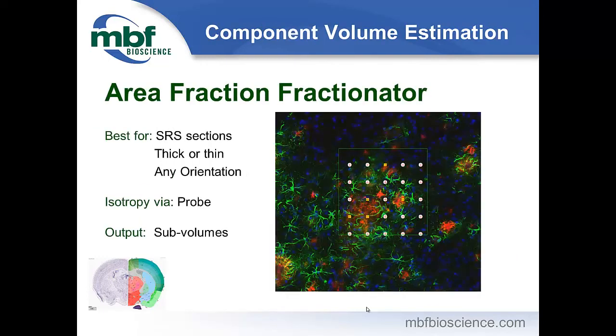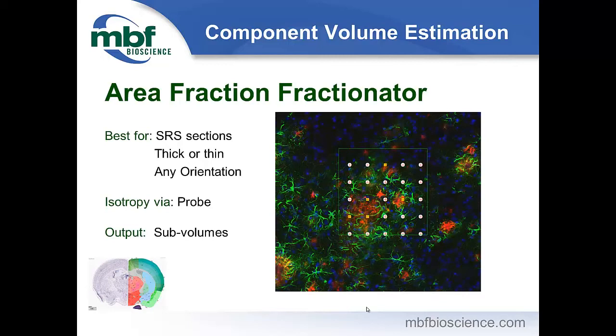If you're interested in the component volume, so for example, plaque load in a neuroscience application, you don't necessarily want to have to sample at this high a density in order to calculate how much of the cortex is occupied by A beta plaques. Instead, what we can use is a technique that derives off of the Cavalieri point counting principle called the area fraction fractionator.